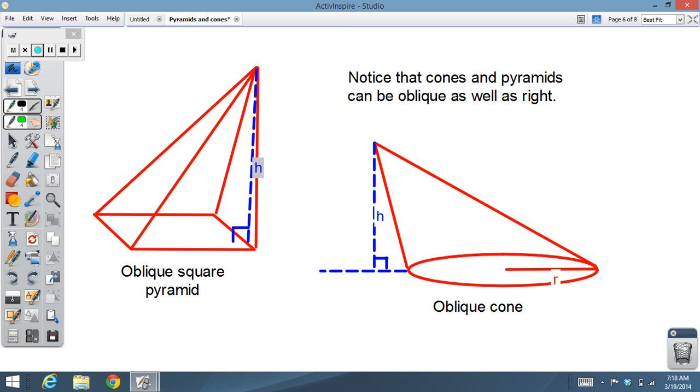Notice also that pyramids and cones don't have to be right. They can also be oblique, and that causes us some other problems, but we won't be doing a whole lot with that sort of a mess.